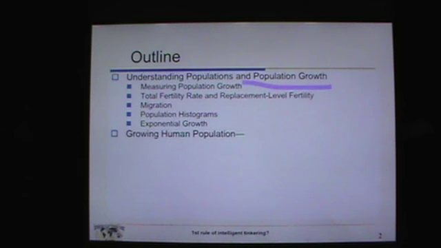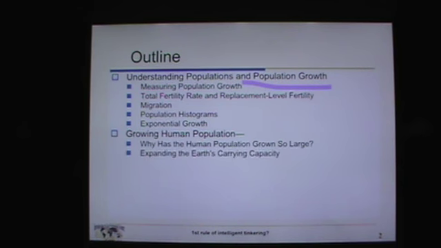A growing human population. Why has the human population grown so large? We sort of talked about this in the last lecture and the one before that too. But we'll have some more to say about it. Can we expand the Earth's carrying capacity? In other words, how many people can the Earth actually support? That's carrying capacity. Well, we'll talk about that too. And what is the Earth's carrying capacity for humans? I wonder if we can actually come up with an answer to that question. I'll put a question mark out by that one.